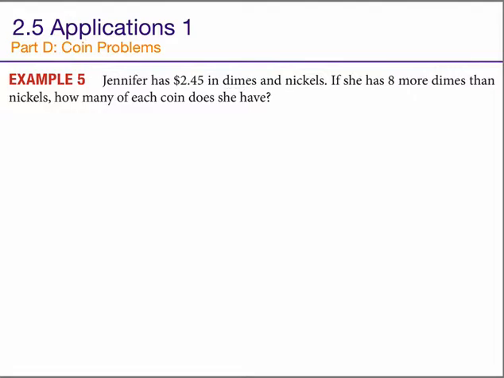Let's write our first sentence. Jennifer has $2.45 in dimes and nickels. That means the value of the dimes and the value of the nickels add up to $2.45. But what is the value of the dimes and the value of the nickels? Well, the value of one dime is 0.10 dollars, or 10 cents. But we need to know what the value of all of the dimes is when you add them all together.